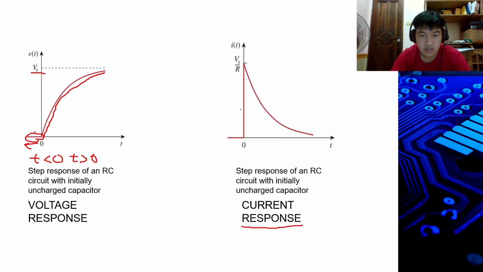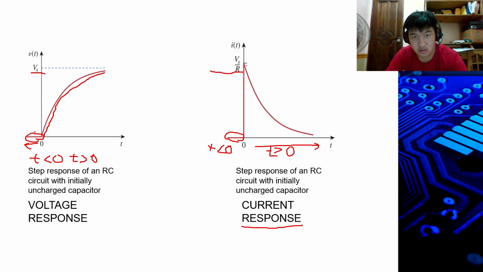And step response of an RC circuit with initially uncharged capacitor. So sa current response na punta. So muna yung initial value sa yung current, so sa maximum. Kung so sa time less than 0, nadi yung value when the time is greater than 0, so dira yung exponential decay will be obvious, so mag-lower like this, ma-decrease till equal to 0.